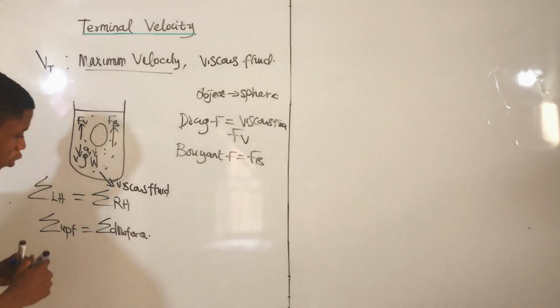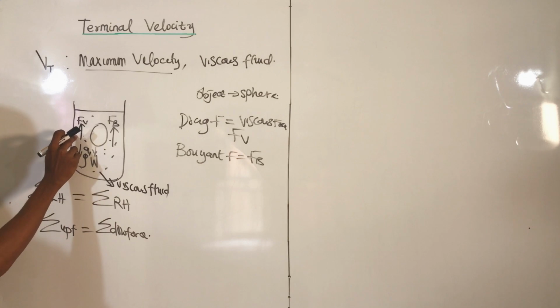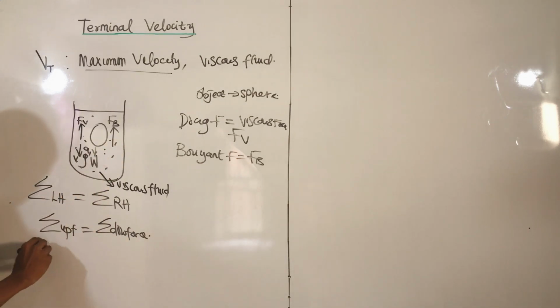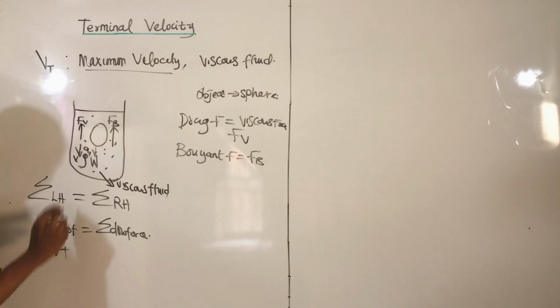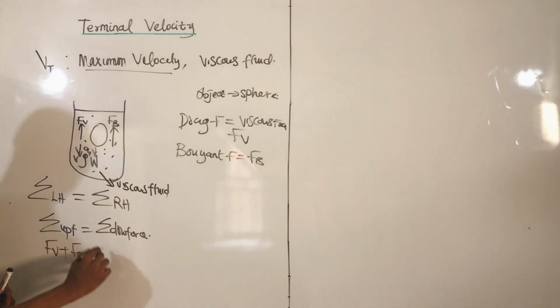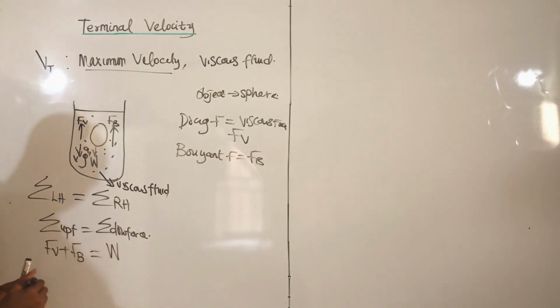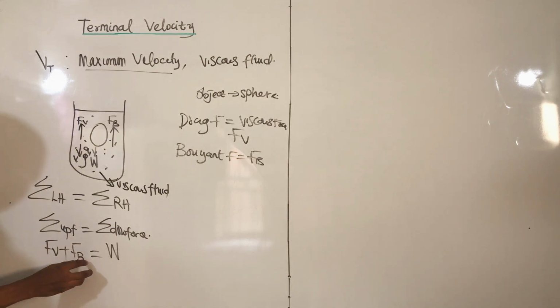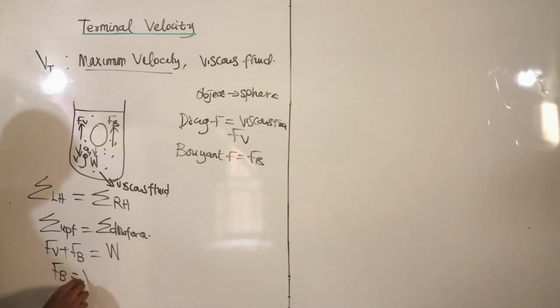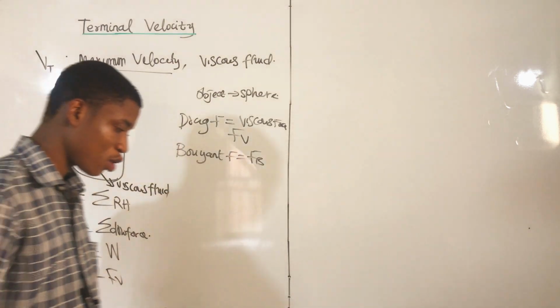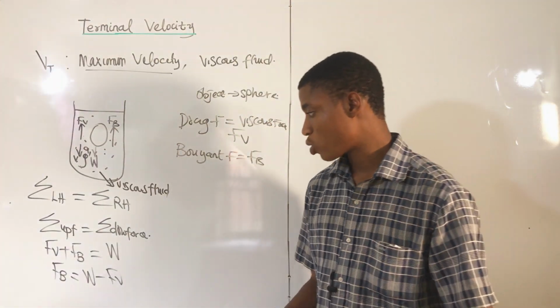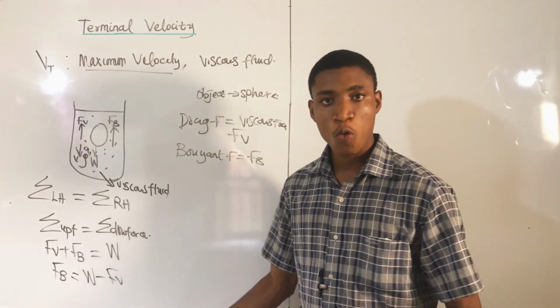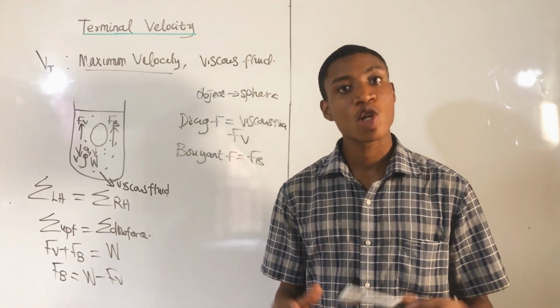Very important concept. Now if we look here, we have the upward force, which is FV plus what? FB, the viscous force plus what? The buoyant force equal to what? The weight is the only force acting in what? In the downward direction. Now, what we're going to do is we're going to make the buoyant force subject of the formula. So it becomes FB is equal to what? The weight minus what? The viscous force. The weight minus the viscous force. But you must notice that what? The buoyant force and the weight can be expressed in terms of mg because they are forces.